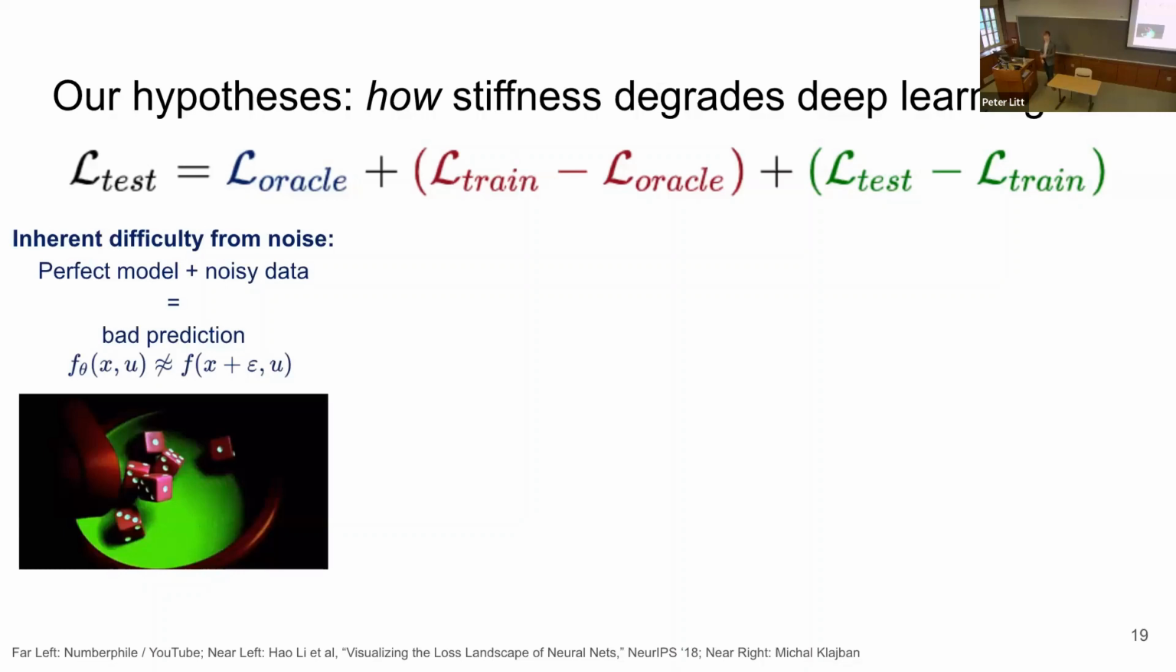This is if you had a perfect model of the true dynamics, but you simulated it forward in time from a noisy initial condition. How bad will the prediction be because the initial condition was wrong? And if you have a very stiff model, as we defined it, that means even small amounts of noise in your initial condition can result in very different outcomes. So for stiffer systems, this first term could be larger.